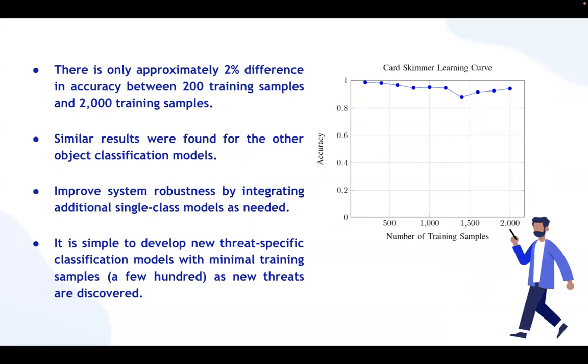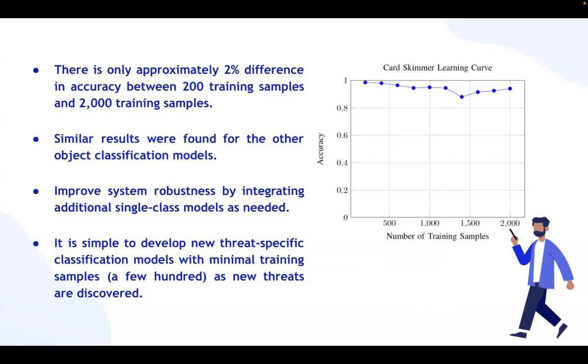So there's only approximately 2% difference between 200 training samples and 2000 training samples. As you can see in this curve, you got a very good accuracy with 200 sample images itself, and you can find similar results with other models too.